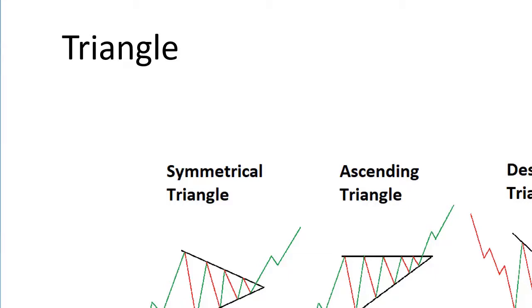The price is typically bound between two converging lines, and each line is going to contain at least two peaks or bottoms, depending on which one you're looking at. So the close resemblance to the symmetrical triangle is going to be the ascending and descending triangle, which are these two right here.